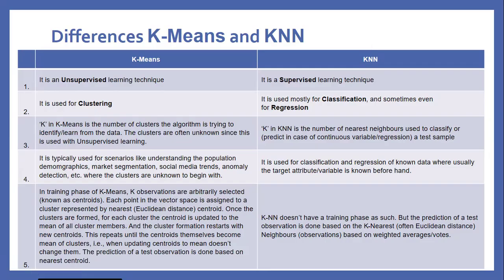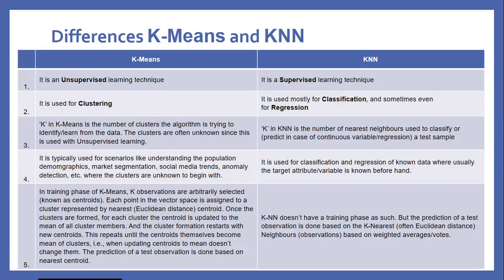Hi friends, in the continuation of data science interview question answer, we are moving to the question: difference between k-means and KNN. K-means is an unsupervised learning technique. KNN is a supervised learning technique. K-means is used for clustering and KNN is used for classification, sometimes even for regression.